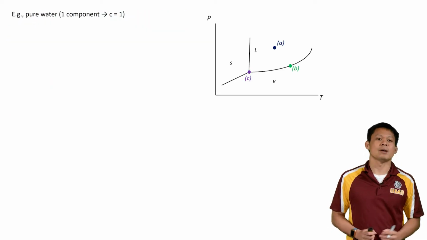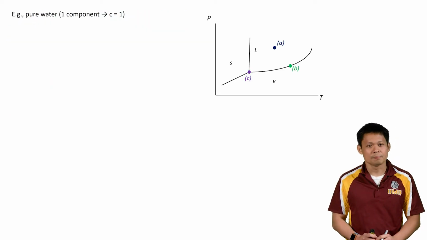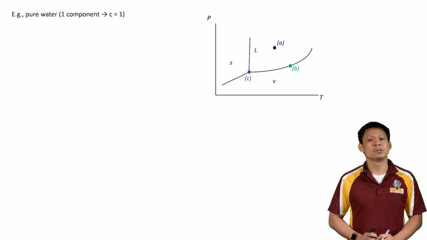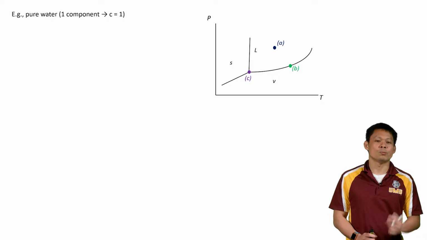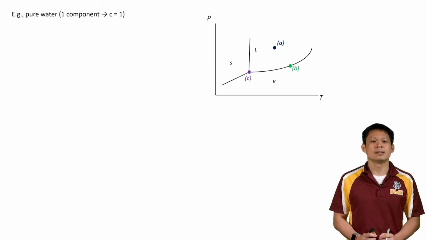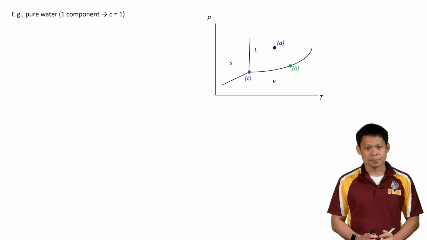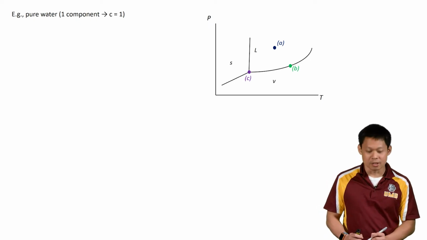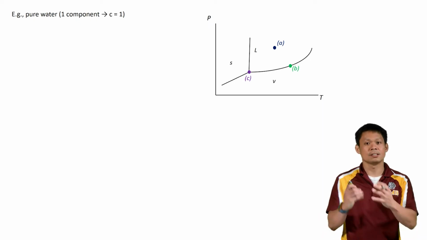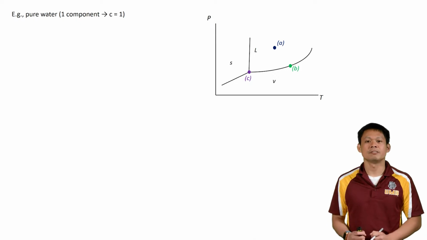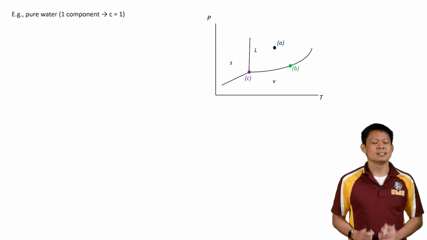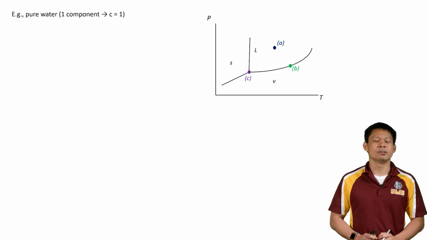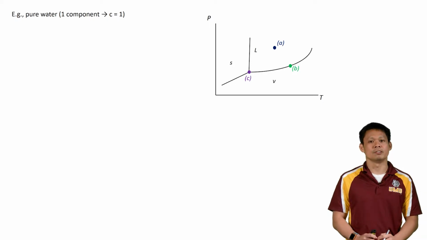All right, so let's do an example. Let's look at pure water again. And here's our single component phase diagram of water. Because we're looking at water only, we only have one component, which means the C in our Gibbs phase rule is just 1. We're going to look at 3 different regions. The first is A, which is just in our liquid region. B is along the vapor-liquid equilibrium line, and C is at our triple point. Look at the degree of freedom value that we get from these 3 different regions.